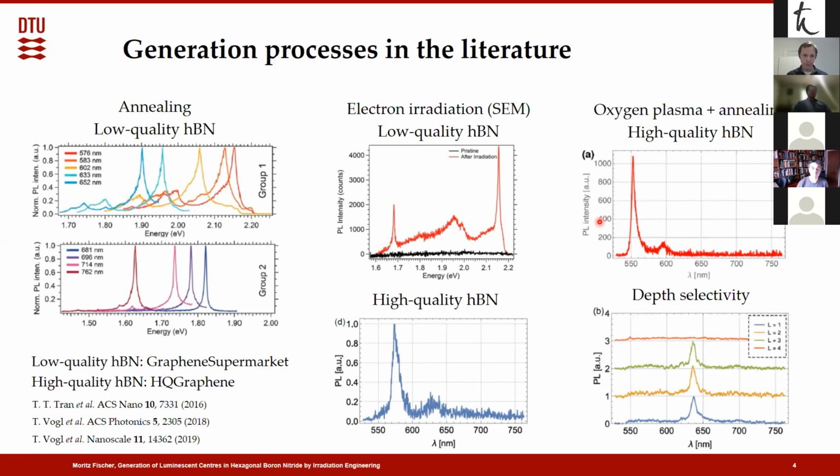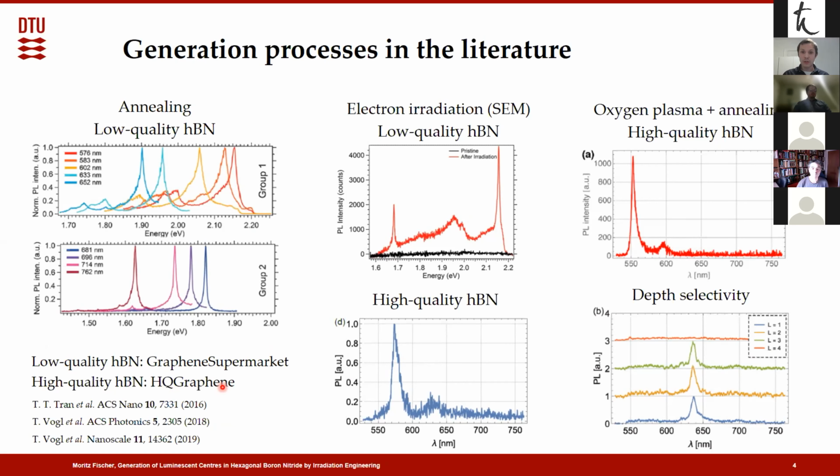So they figured out that the luminescent center is located in the fourth layer from the top in most of the cases. And for the experts in the field, just what I mean here: low quality hBN is obtained from Graphene Supermarket, and the high quality hBN is obtained from HQ Graphene. And the processes I show here are really uncontrolled. So there are different kinds of defects generated.